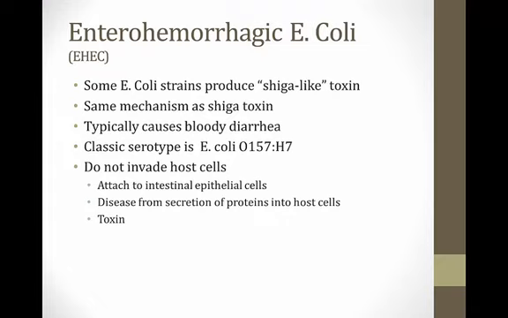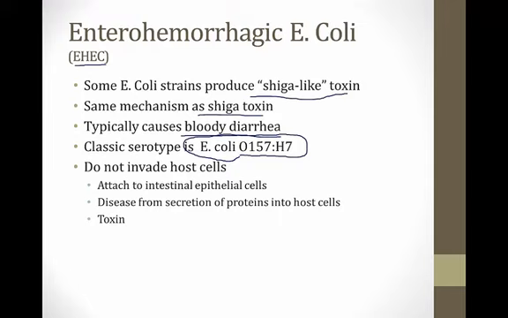Enterohemorrhagic E. coli, or EHEC, also produces a toxin very similar to shigatoxin. It's called a Shiga-like toxin, and it's in the same family. It has the same mechanism as shigatoxin, and EHEC, recall, causes a bloody diarrhea just like Shigella. The classic serotype of E. coli that causes enterohemorrhagic disease is the O157:H7 serotype.